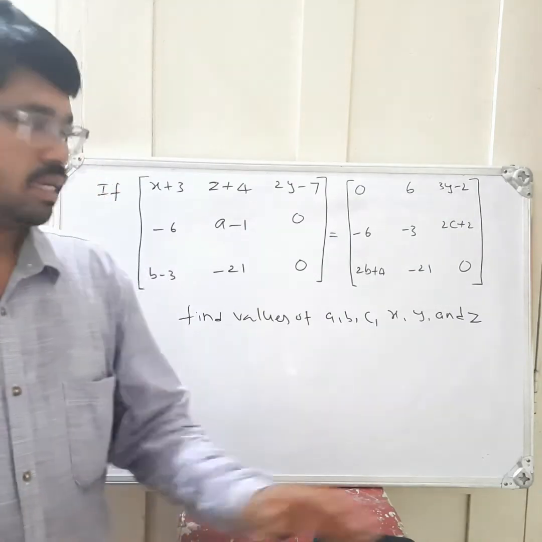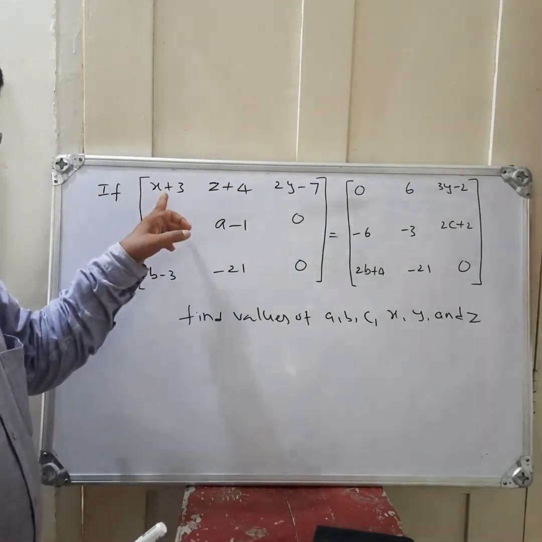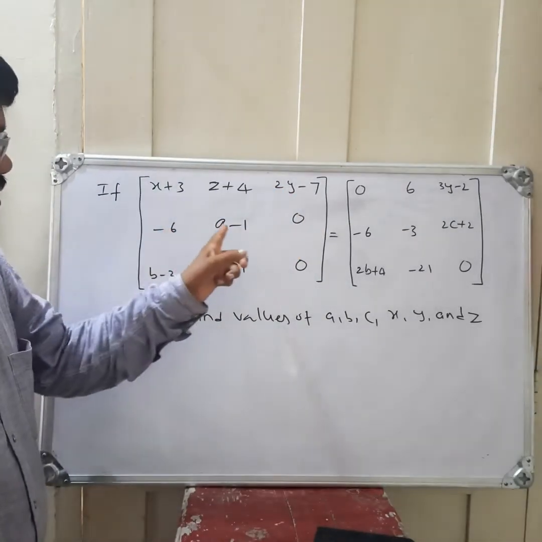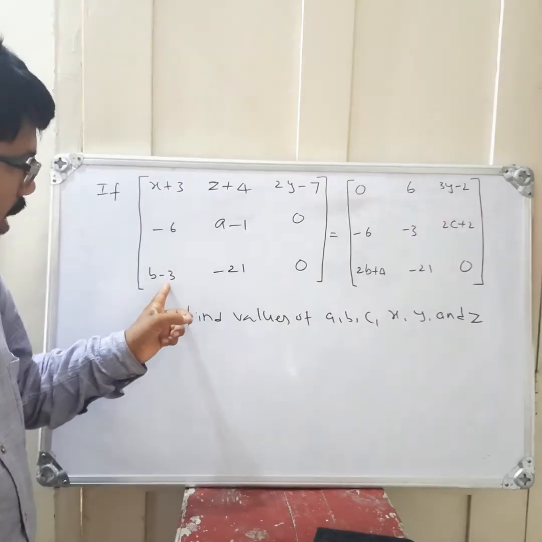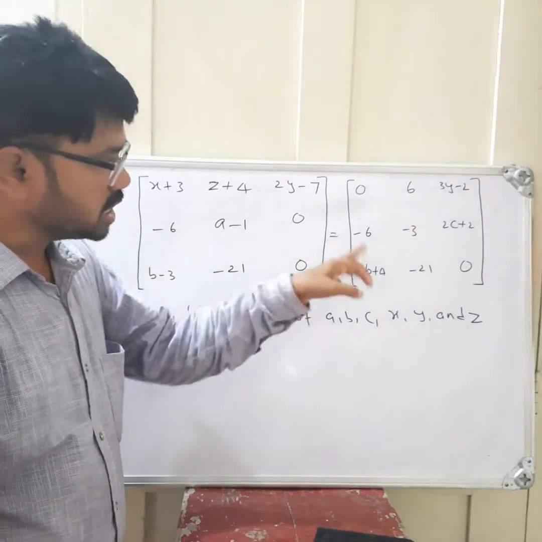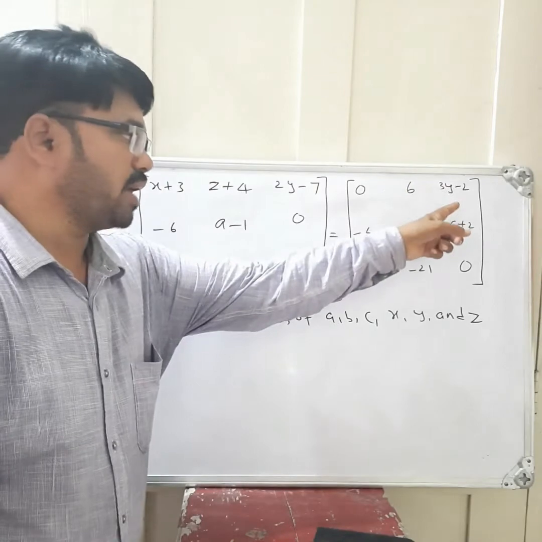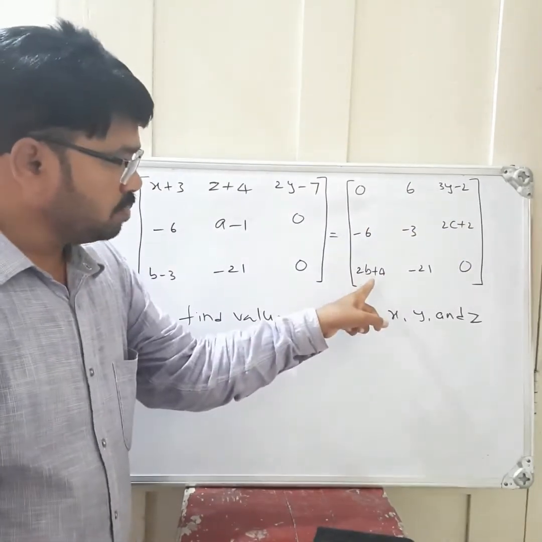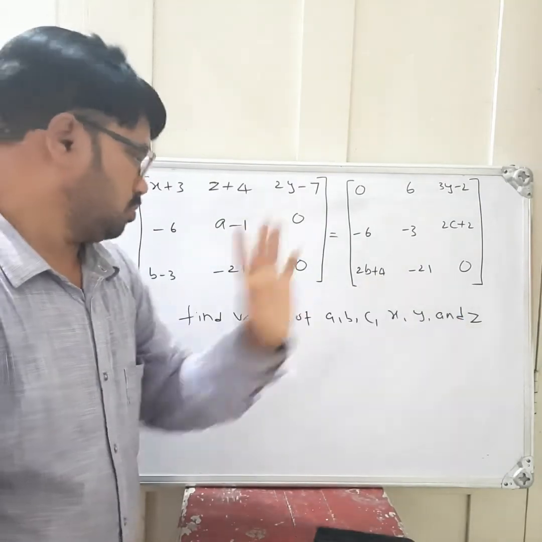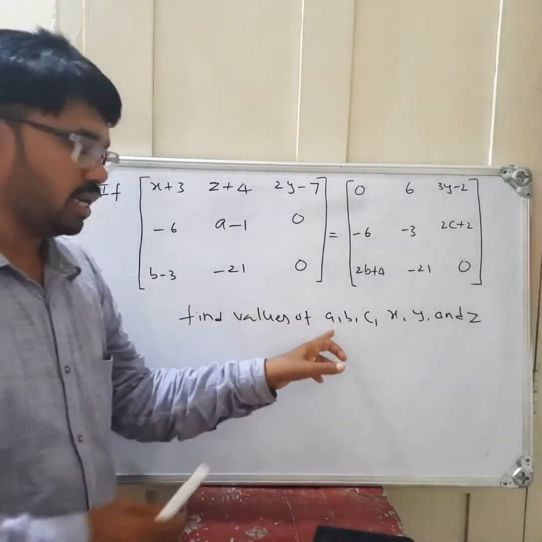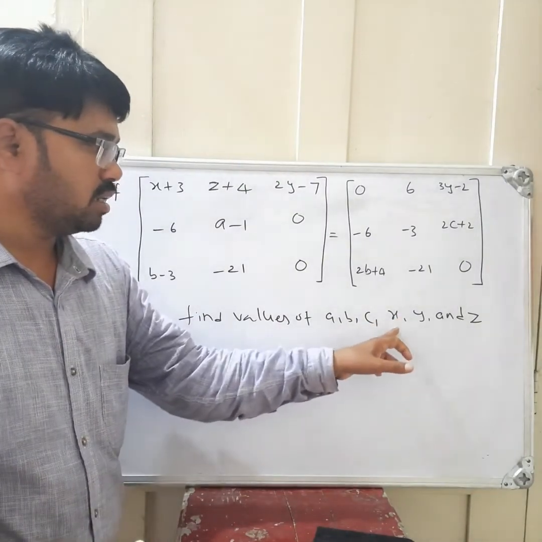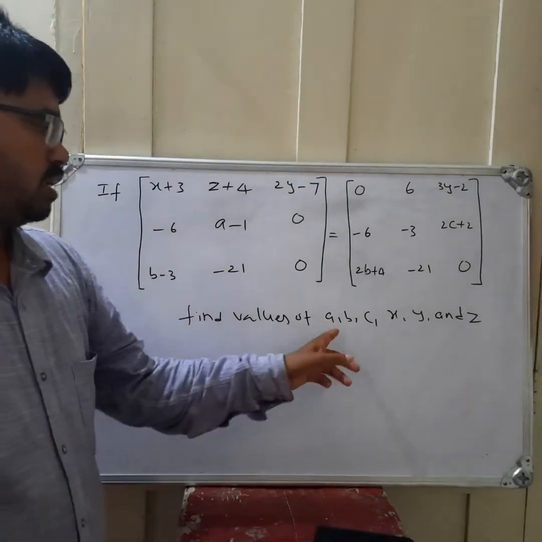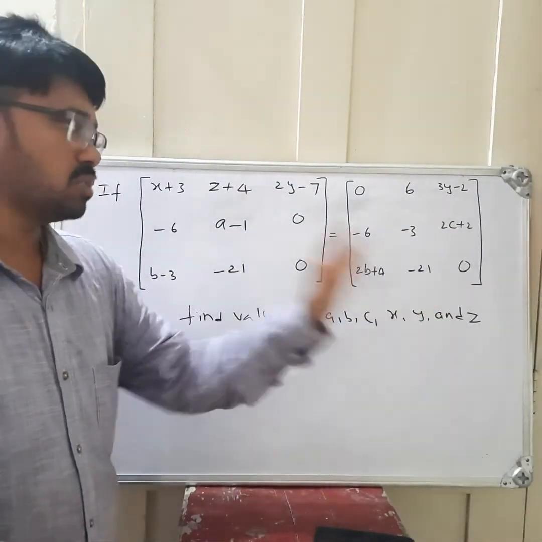See here, if the matrix [x+3, z+4, 2y-7; -6, a-1, 0; b-3, -21, 0] is equal to the matrix [0, 6, 3y-2; -6, -3, 2c+2; 2b+4, -21, 0], then find the values of a, b, c, x, y and z. So here we have to find the values of six variables: a, b, c, x, y, z.